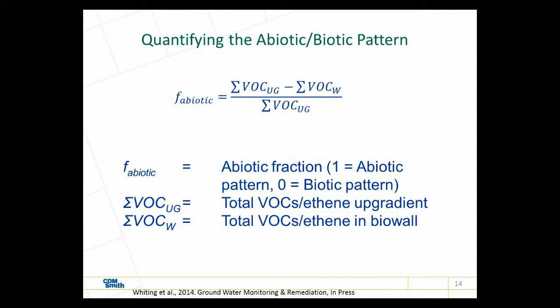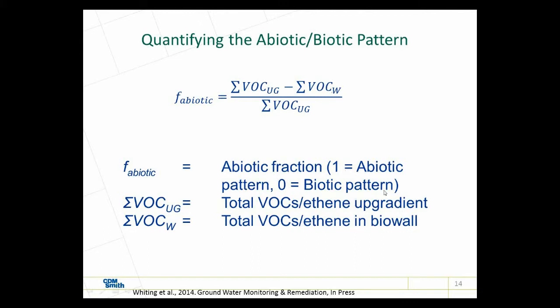So this is one way to characterize this, and what we've proposed here is a term called the abiotic fraction, or F-abiotic. And this is something that's very easy for you to go ahead and calculate and to characterize biowalls, bioreactors, even plumes that contain different chlorinated solvents. And you can say, is it being removed by one of these two patterns? You go ahead and take the molar sum of all of the VOCs, including ethene, up gradient, and then also in the biowall or down gradient, and you look at the percent reduction. And if you have a value of 1, it's an abiotic pattern.